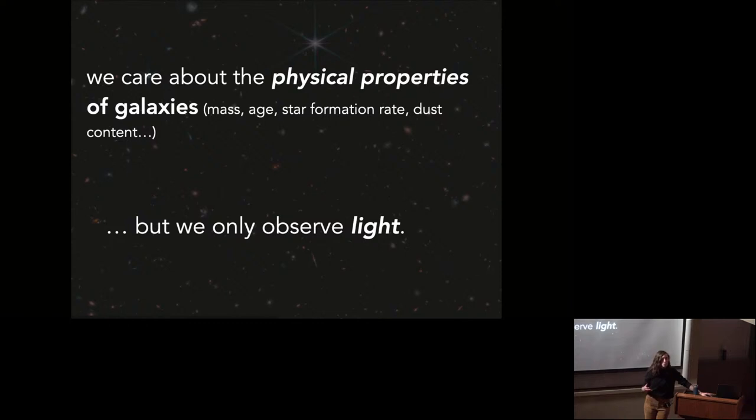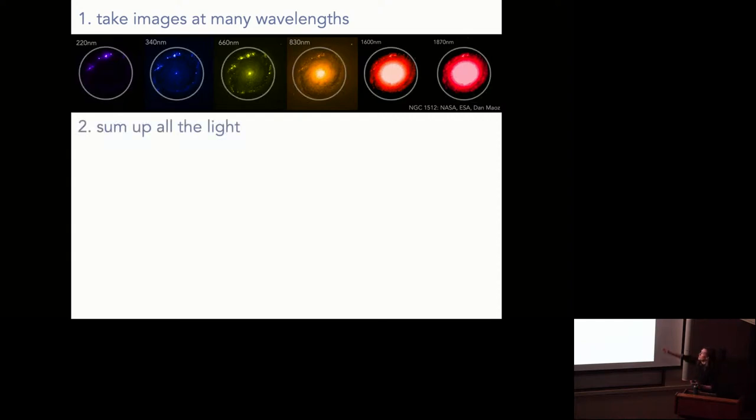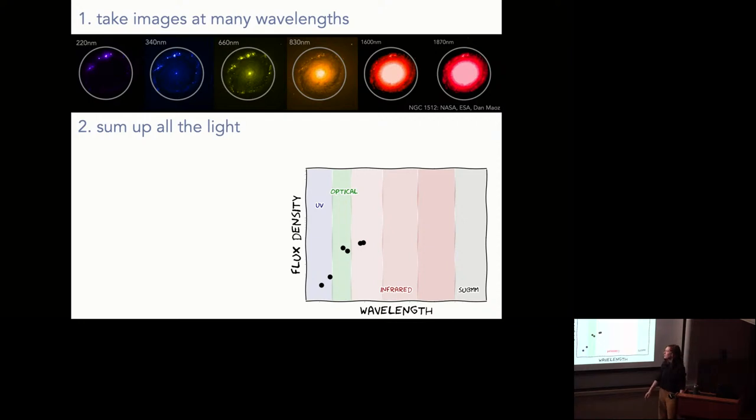So we need some way to interpret these multiband observations of light and back out the correct physical properties. The way we mostly do this as observers is to take images at many different wavelengths. This is an example of a spiral galaxy, or a face-on disk galaxy, seen by HST at a bunch of different wavelengths. We take all these multiband images, and then we typically plunk some big aperture around the whole galaxy. Often, for very distant galaxies, they're not quite this beautiful and spatially resolved, though that is changing now in the era of JWST, as I'll show you. But typically, we just sum up all of the light in some aperture, and turn every one of these images into a single point on a spectral energy distribution, so flux density as a function of wavelength. These six or seven images get turned into six or seven data points on this plot.